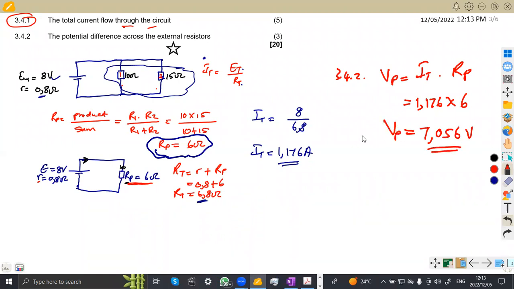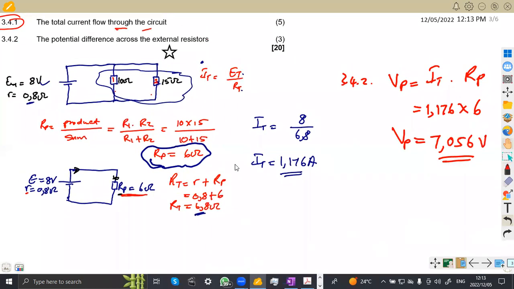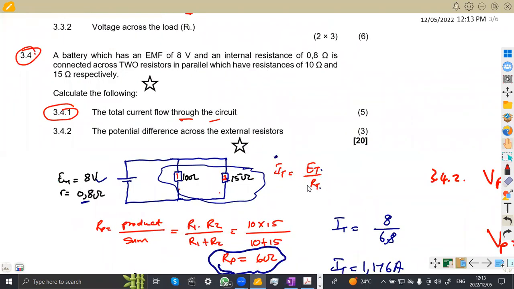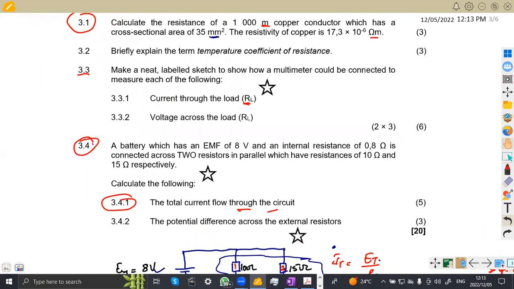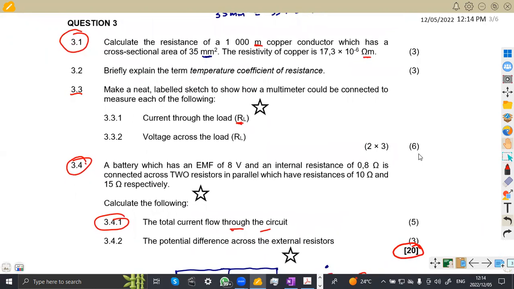This is volts, so voltage is measured in volts. If it was power, measured in watts, current measured in amps, and resistance in ohms. So make sure that you know the units of measurement for each and every component that you are calculating. So that's what we had, guys, on question number 3. As we can see, that was our question 3, having a total of 20 marks. So these are the typical questions, and that's how they ask these questions.